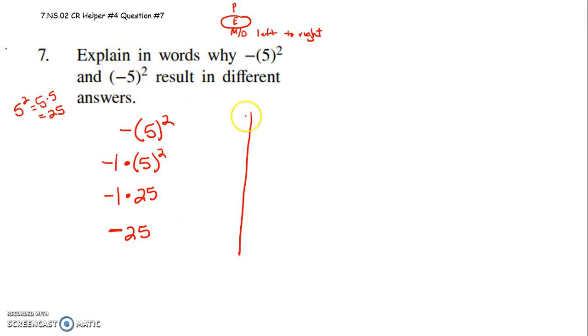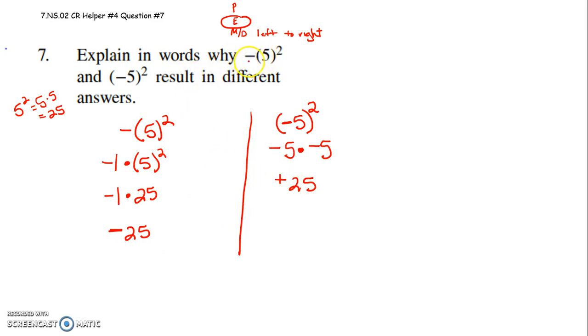Now let's look at the other example. Can you see now this negative 5 is within parentheses? So it's that entire number that we're going to square. So what does negative 5 squared mean? Oh, it means negative 5 times negative 5. And what's a negative times a negative? That's a positive. 5 times 5 is 25. So these are going to result in different answers.